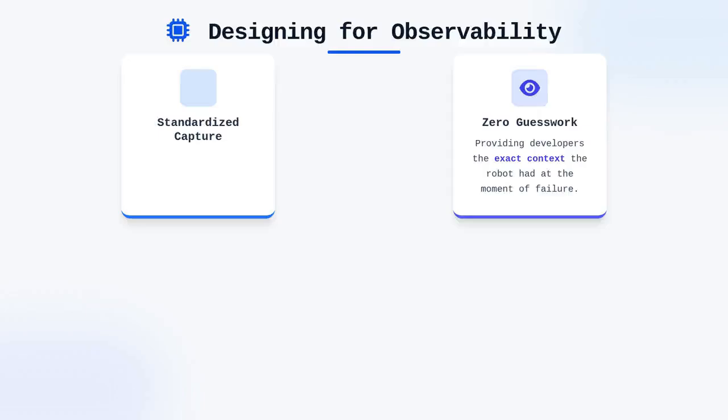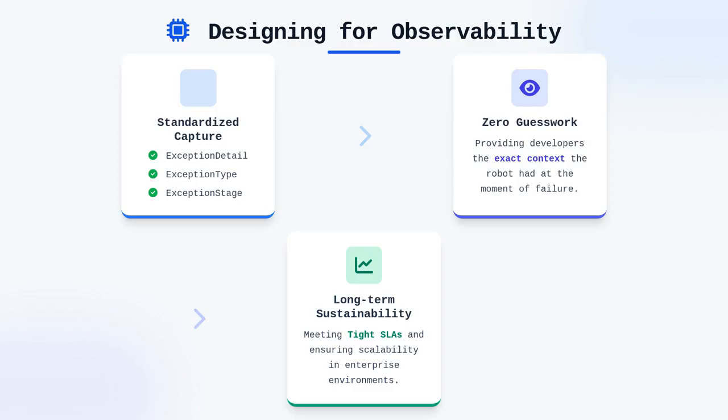The goal is to eliminate guesswork by providing developers and maintainers with the same context that the robot possessed at the time of the failure. By standardizing the capture of exception detail, exception type, and exception stage, you are not just handling errors, you are instrumenting your code for long-term sustainability.